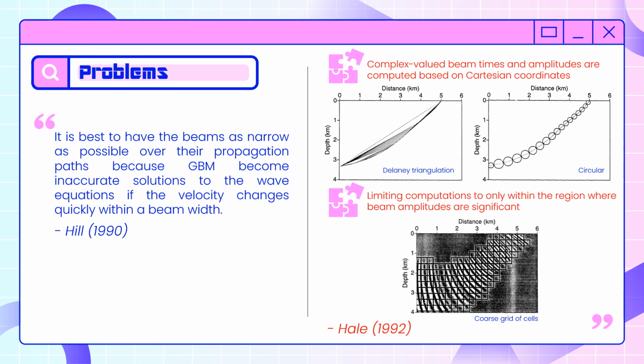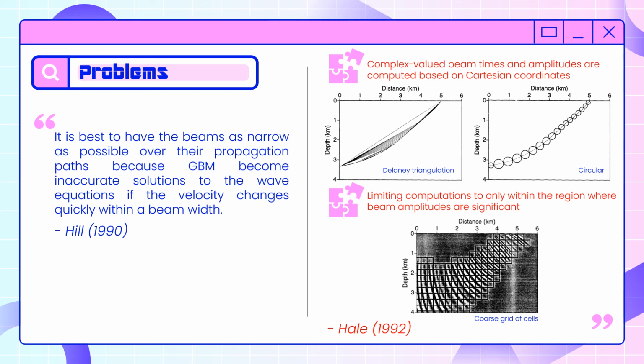Later in 1992, Hale identified two main problems in Gaussian beam migration computation efficiency. First, complex value beam times and amplitudes are computed based on Cartesian coordinates. The solution for this issue is to locate the efficient closest point along the ray path using the Delaunay triangulation, n log n, or circular method, square root of n.